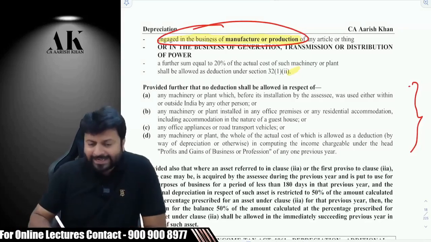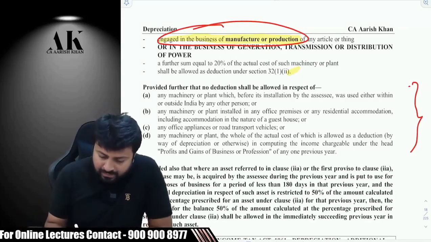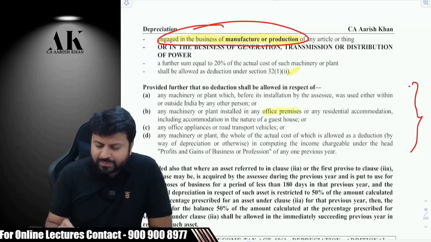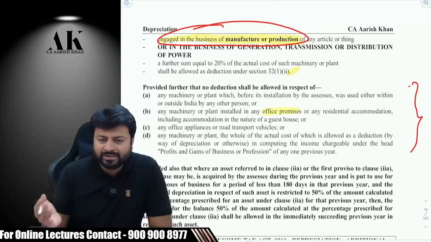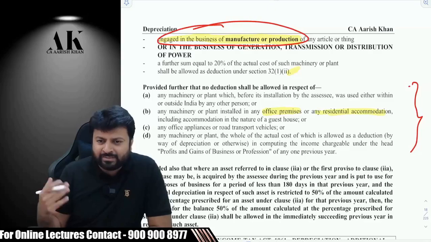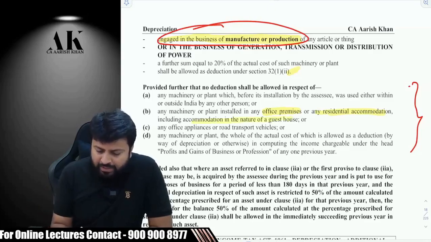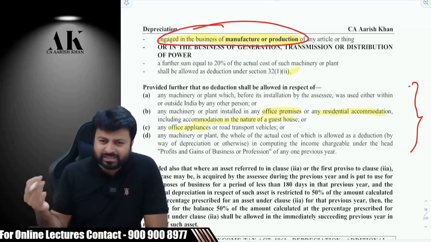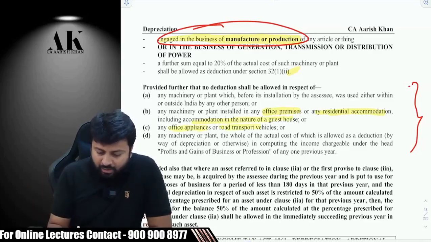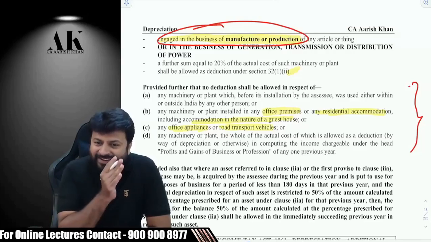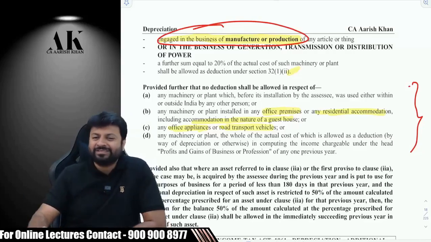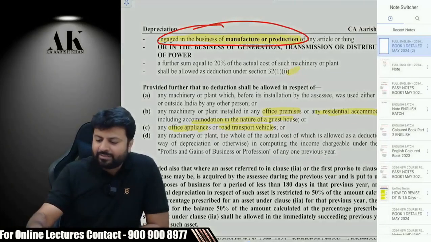Now, the second kind of machinery which is excluded: any machinery or plant installed in any office premises. Here, your AC will come, your refrigerator will come, etc., right? Or any residential accommodation. Again, your AC, refrigerator, microwave, including accommodation in the nature of a guest house. Any office appliance like telephone, etc., all these things are office appliances. Or road transport vehicle. Mukesh Ambani's car is now getting removed from here. Is it clear? So a car will not be eligible for what?